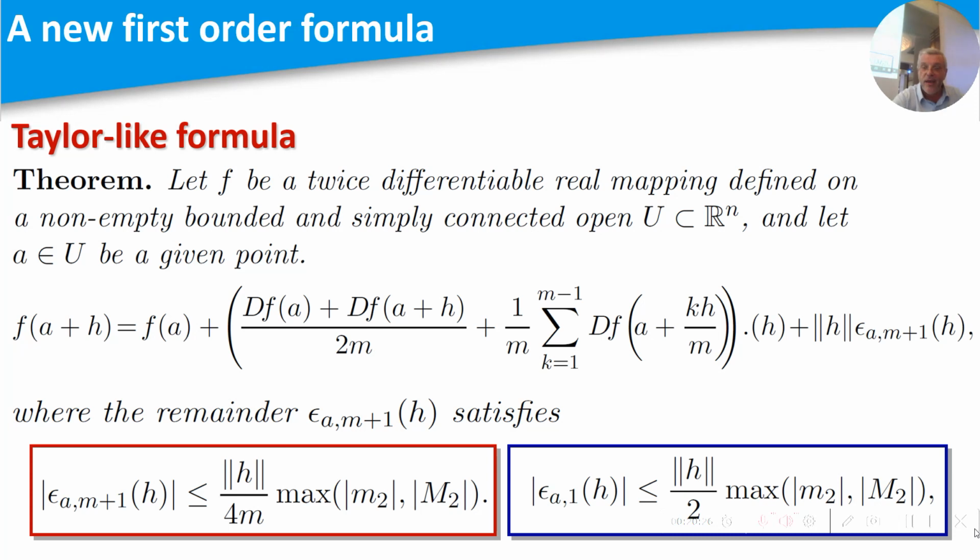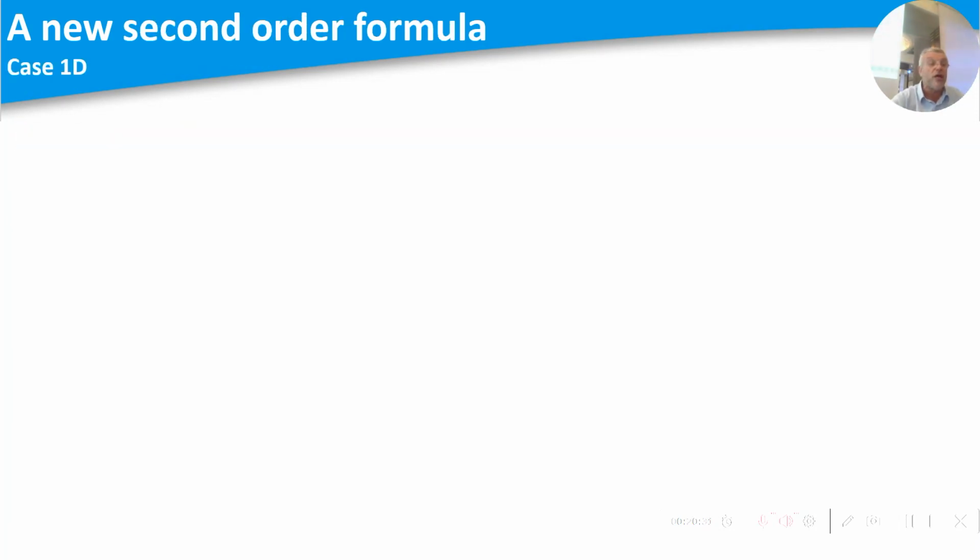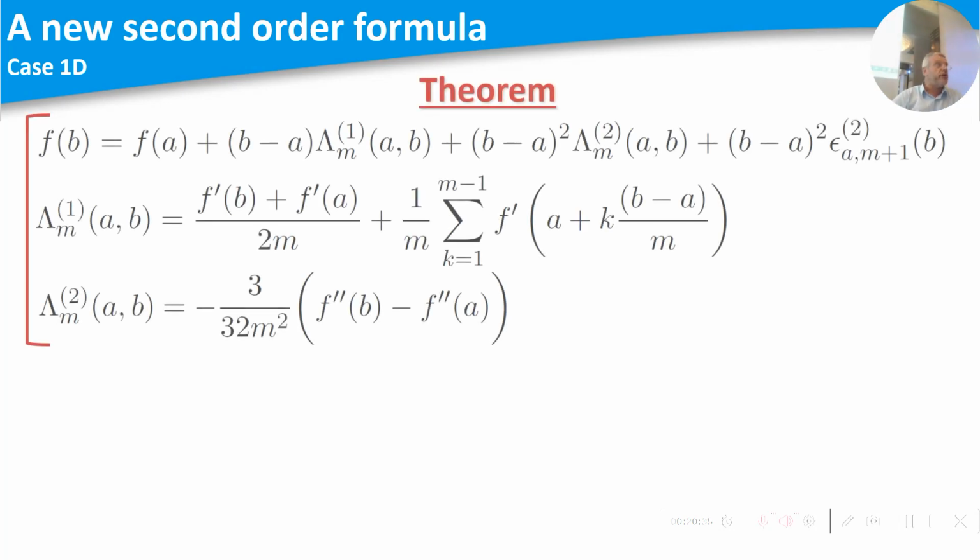In the same way, in the one-dimensional case, 1D, we also generalized this theorem to second order. As you see, it appears lambda 1m, which is exactly equal to what we found in the first theorem in the previous chart: 1 over 2m on the boundaries, 1 over m for the internal points between A and B, because we are in the first dimension. And we did exactly the same for lambda 2m.